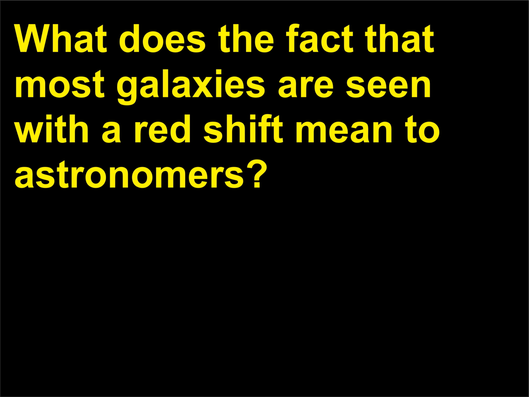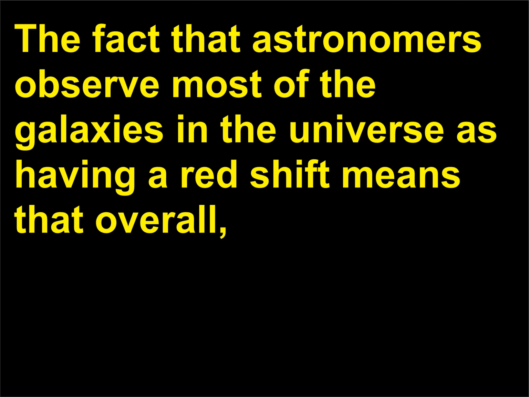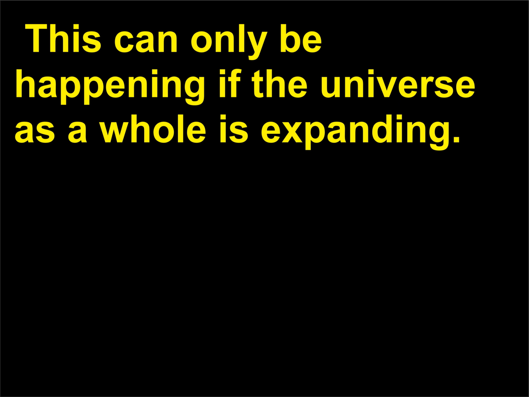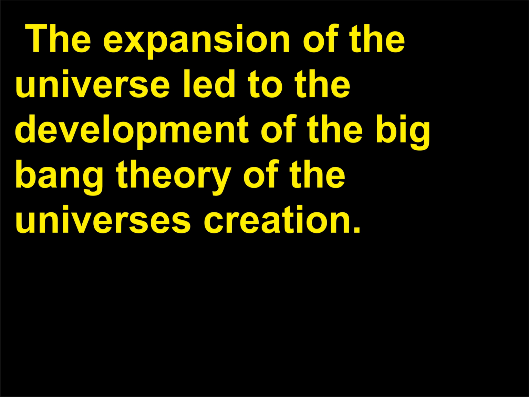What does the fact that most galaxies are seen with a red shift mean to astronomers? The fact that astronomers observe most of the galaxies in the universe as having a red shift means that overall, galaxies are moving away from our galaxy, the Milky Way. This can only be happening if the universe as a whole is expanding. The expansion of the universe led to the development of the Big Bang theory of the universe's creation.